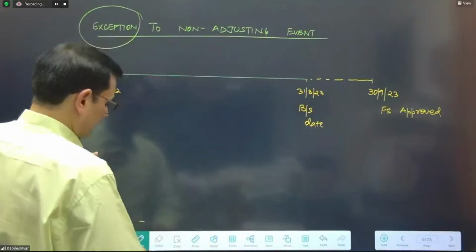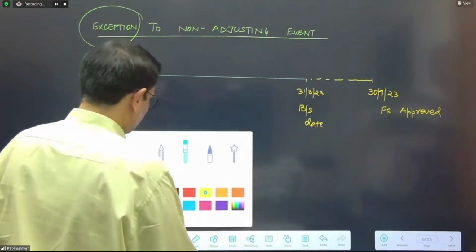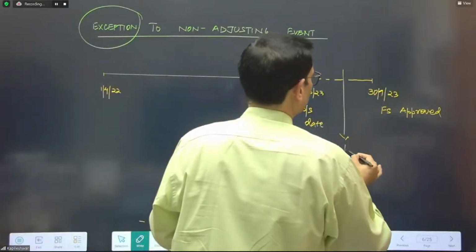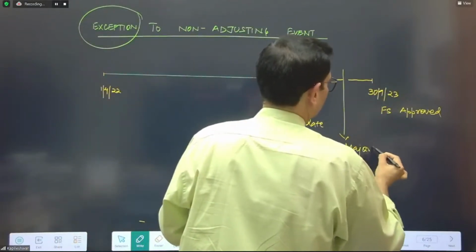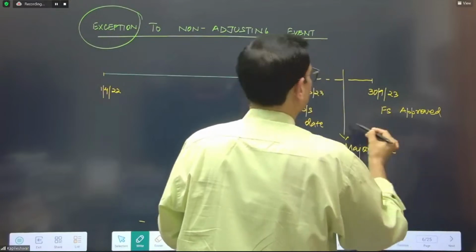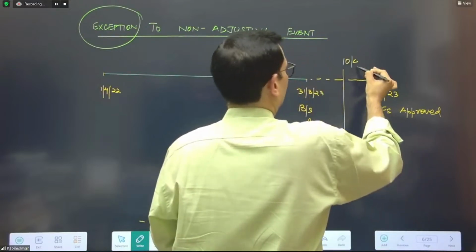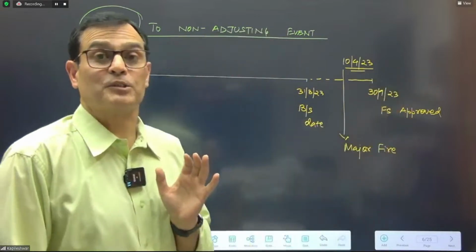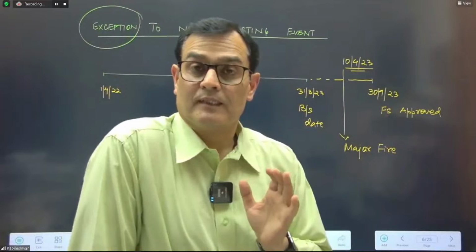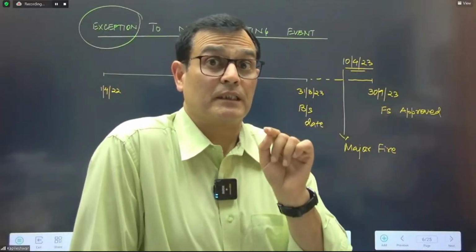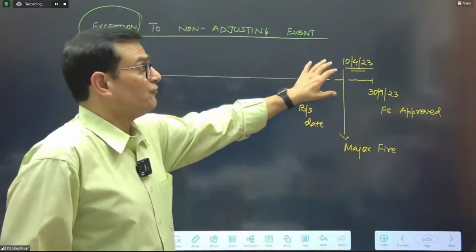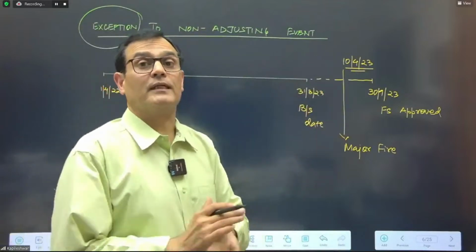Now, let me give you the facts and we'll understand the exceptions with the help of this particular example. Let us say there is a major fire on 10th April 23. This time the fire is not at the customer's place. This time the fire has taken place in your company itself. So we're looking at a fire that occurred in the premises of the company itself.